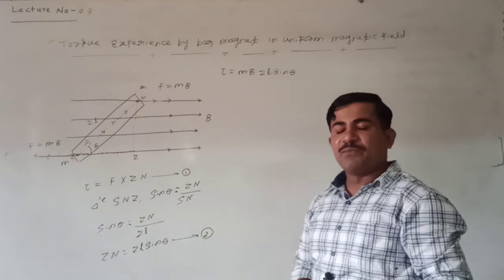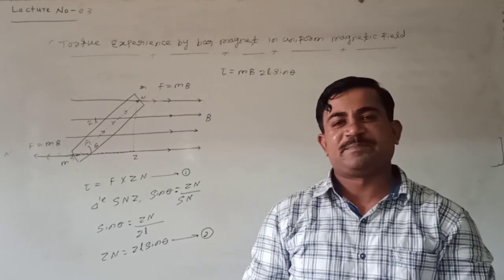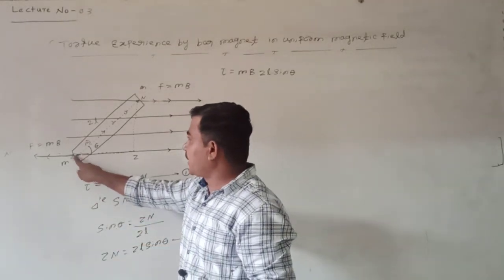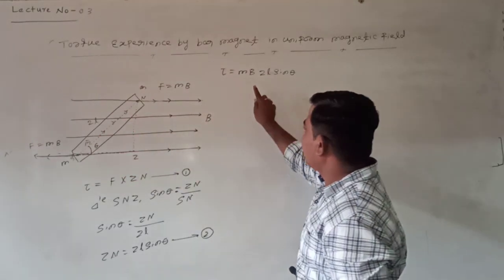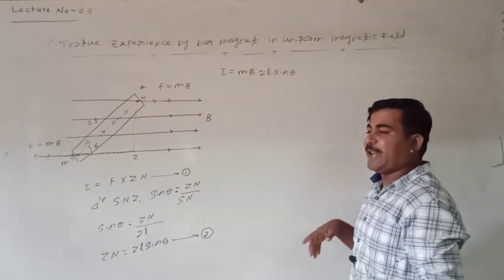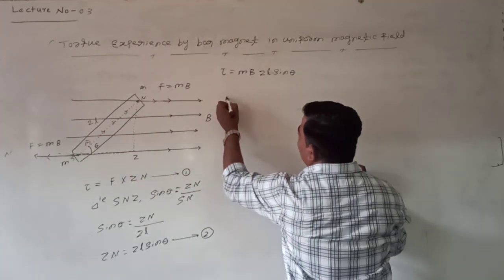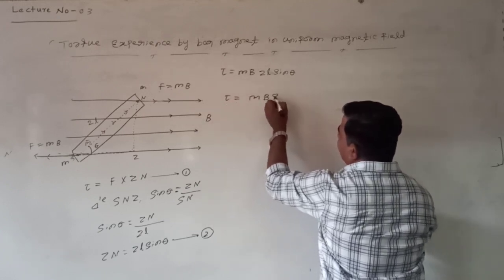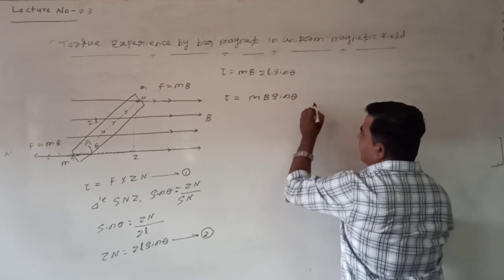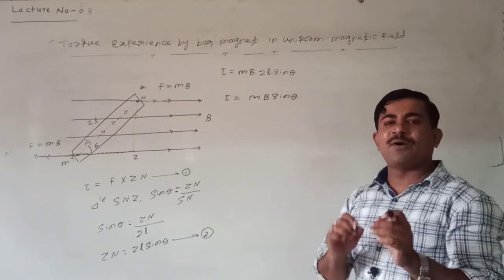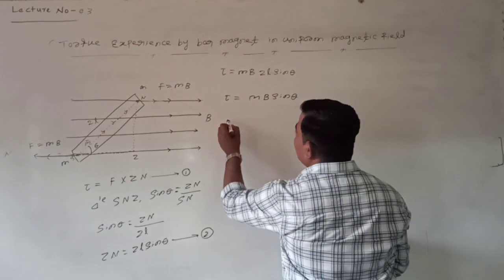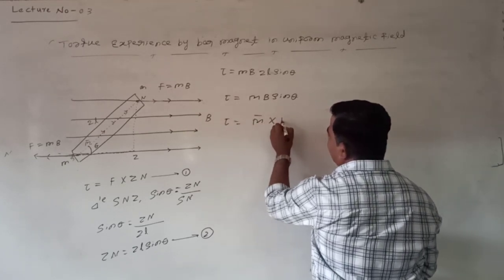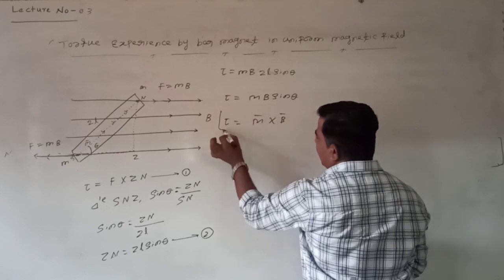But we know the magnetic dipole moment. How to define magnetic dipole moment? The product of either pole strength and the distance between the two poles, that is small m into 2l is equal to capital M. Then torque is equal to what value? Torque is equal to M into B sin theta. In vector form, how to represent? In vector form, tau is equal to M cross B.